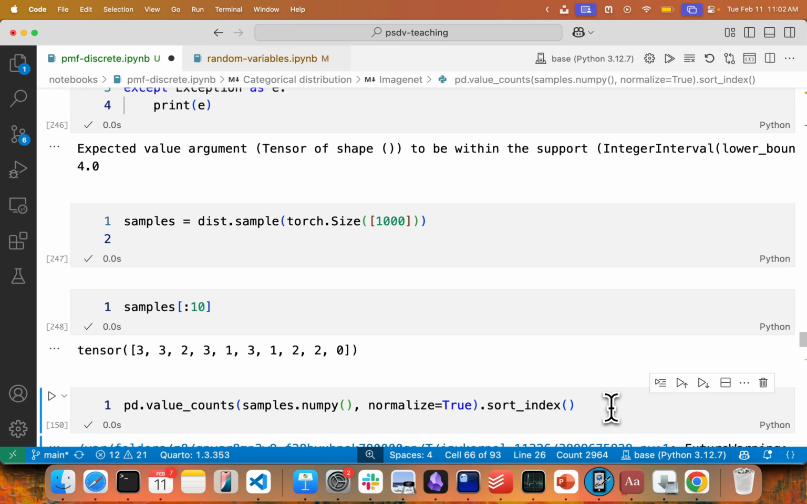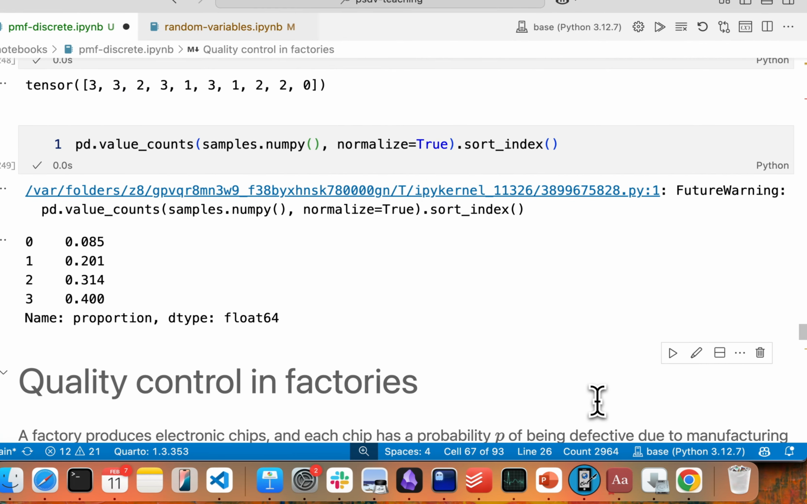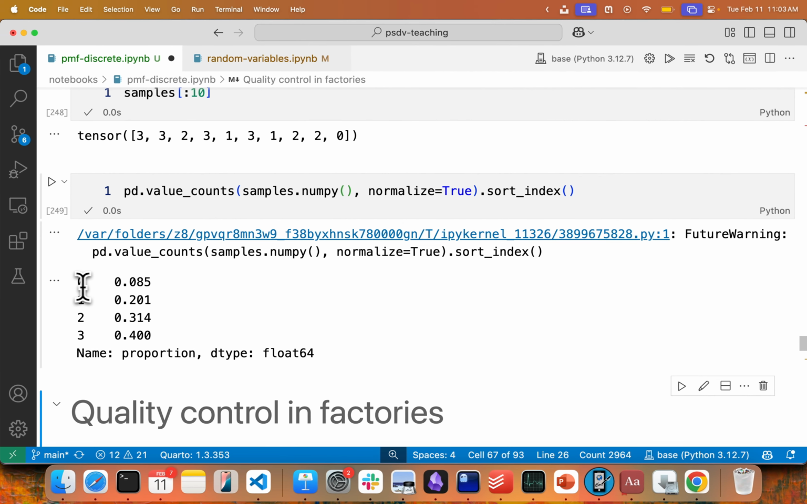There are 1,000 samples. We do a value count on them. So therefore, you'll get the number of zeros, number of ones, number of twos, number of threes. And then you're normalizing them, which means that you're looking at the fractions of them over the 1,000 examples. And then you're sorting them by the index. So therefore, you'll get 0 occurs with a fraction 0.085, 1 occurs with fraction 0.2, 2 occurs with fraction 0.3, and 3 occurs with fraction 0.4.